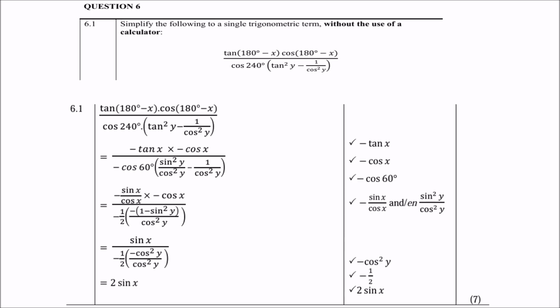At the bottom, of course, I have now cos squared y over cos squared y, which in its own will become negative 1. So at the bottom, I got negative a half times negative 1, which is now positive a half. So now I got sine x divided by positive a half, which becomes 2 sine x.